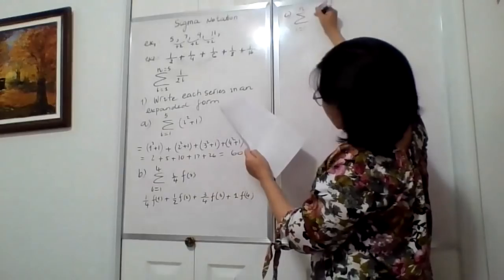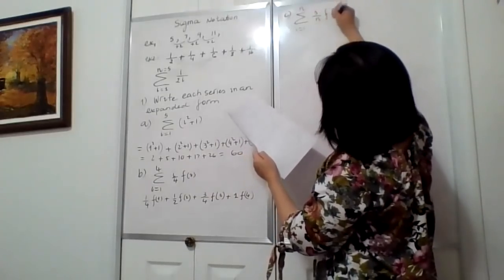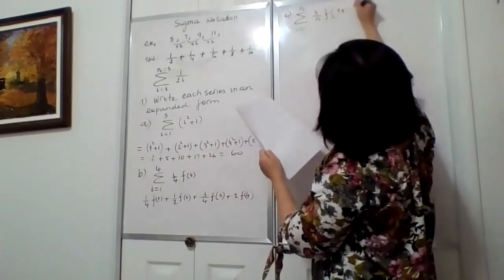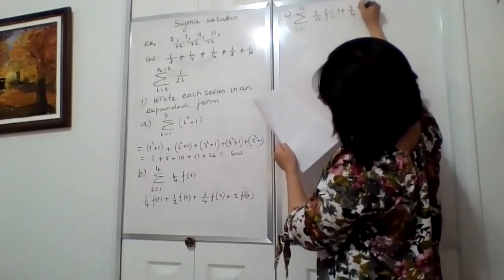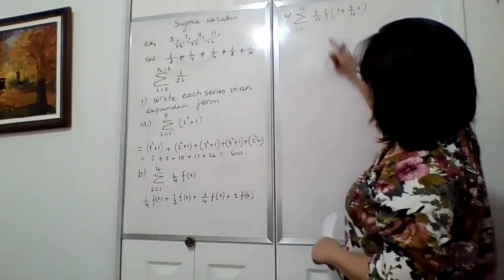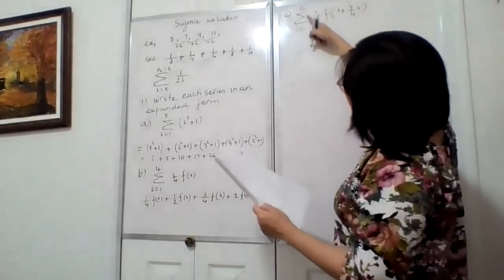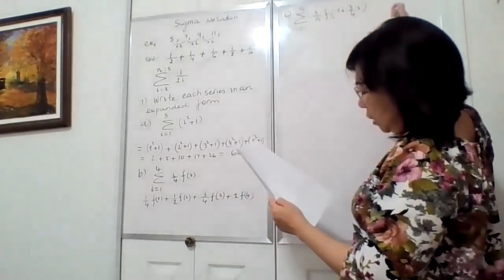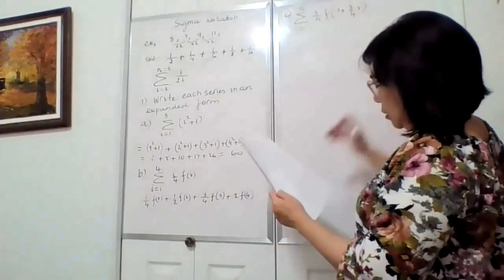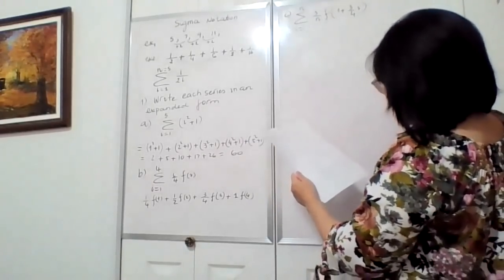So now I'm going to say the next one, let's say you have an n, and i equals 1 again. And now you have 3 over n, f of 1 plus 3 over n, i. So it gets more complicated, right? Now, this is n, and it doesn't say how many terms we're supposed to have, right? Okay, so let's see how we're going to write this.